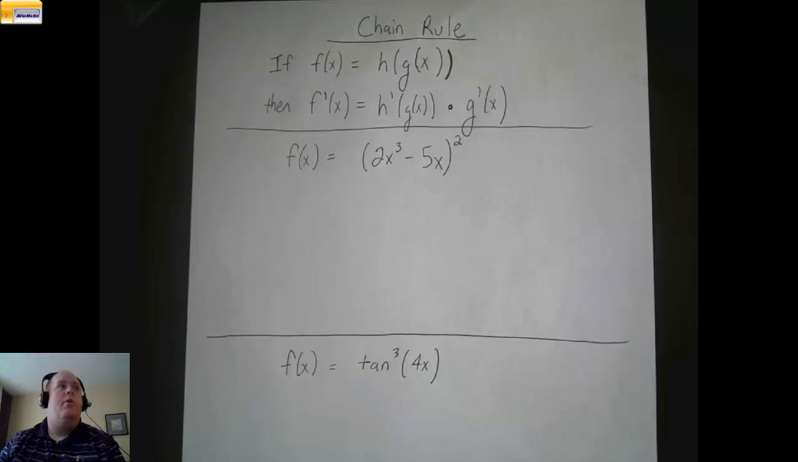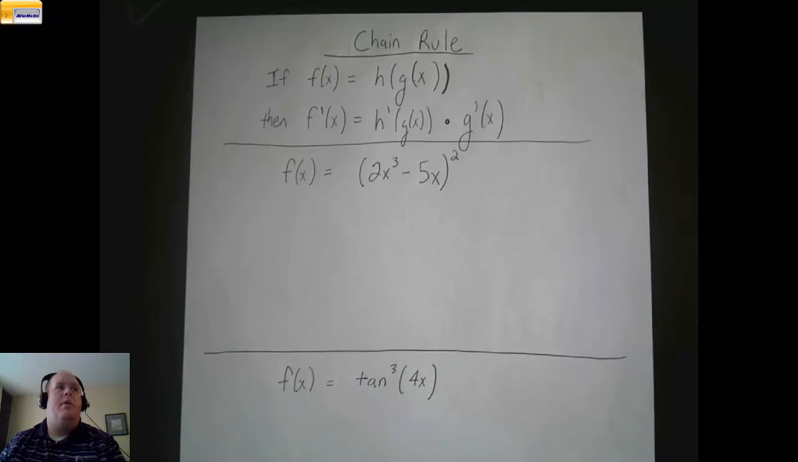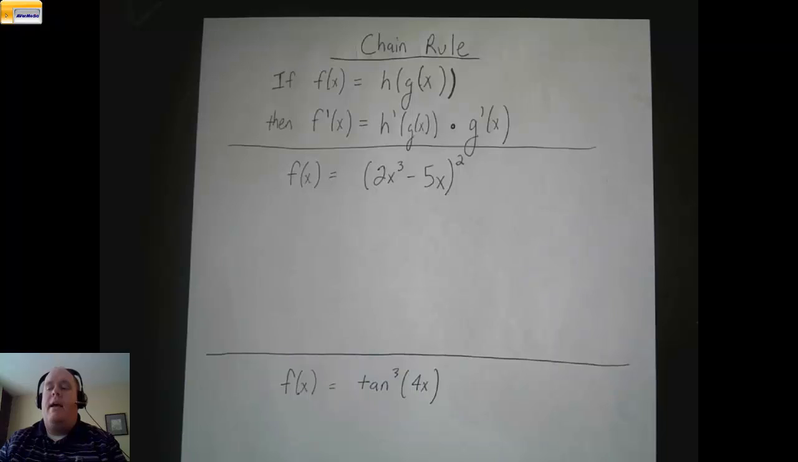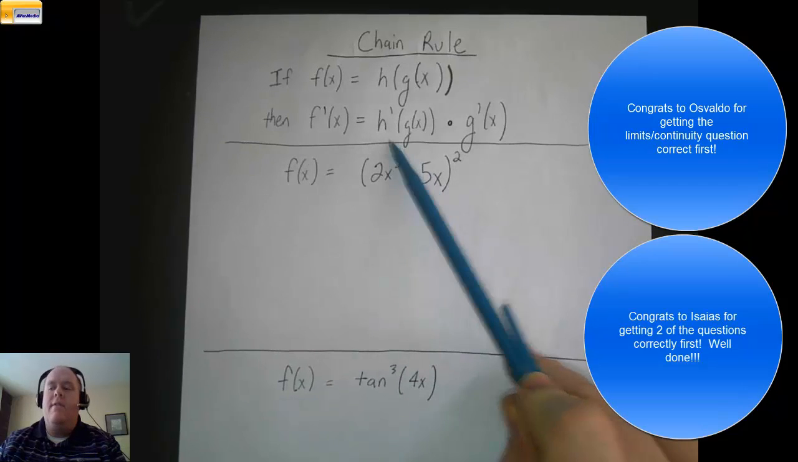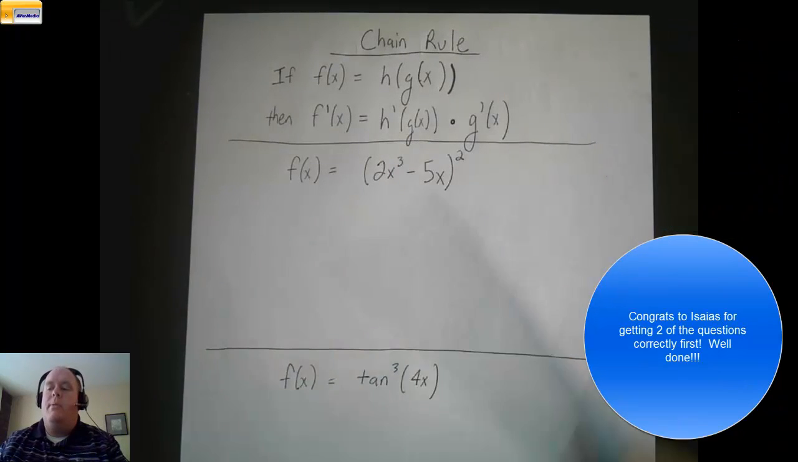Today we're here to talk about the chain rule and how we can use it to take the derivative of a function. So, first of all, the chain rule, the definition, says if f of x equals h of g of x, then the derivative of f of x is h prime of g of x times the derivative of g of x. So basically, in simple terms, we take the derivative of the outside, leaving the inside alone, and then we multiply that times the derivative of the inside.